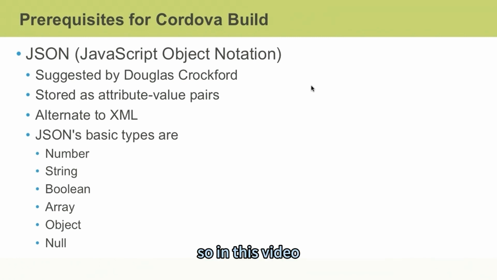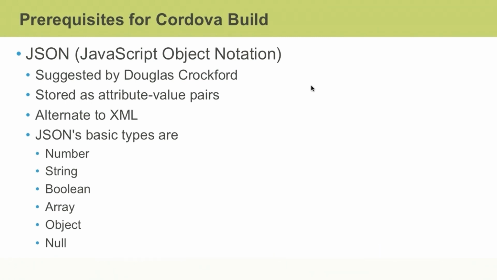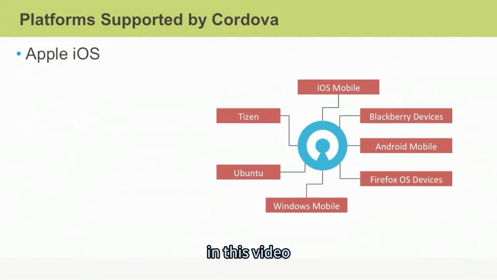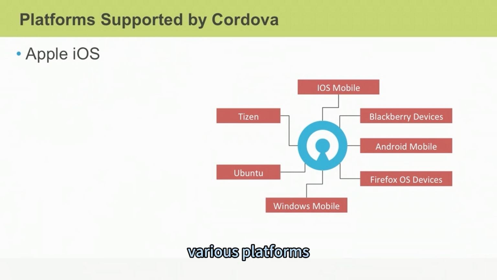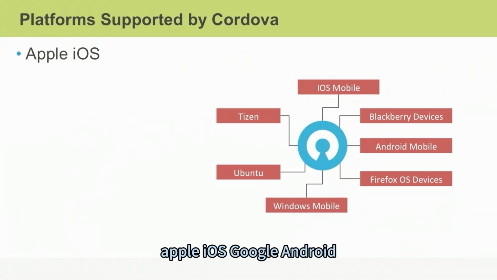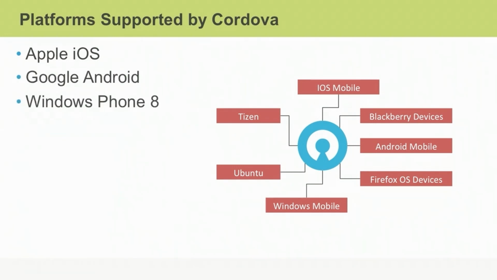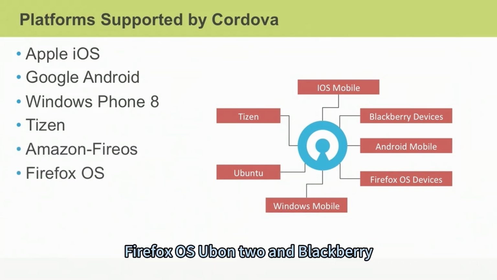Now, in this video, we have learned some of the prerequisites needed to work with Cordova. In this video, we will learn about Cordova native API support for various platforms. Cordova supports development for various platforms like Apple iOS, Google Android, Windows Phone 8, Tizen, Amazon Fire OS, Firefox OS, Ubuntu, and BlackBerry.